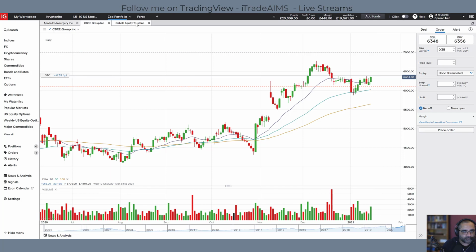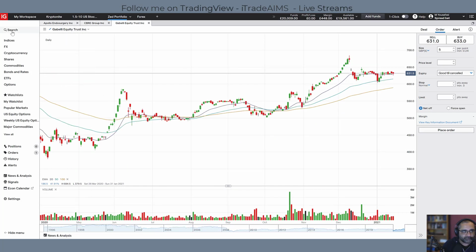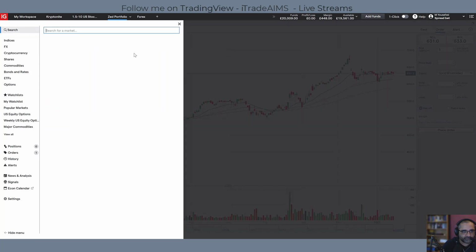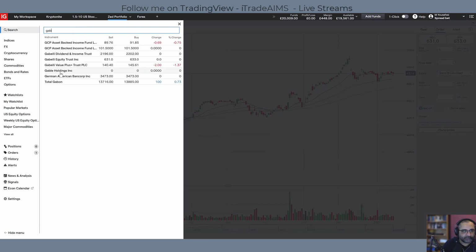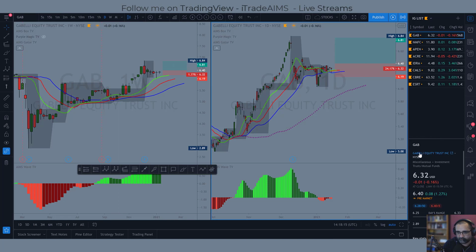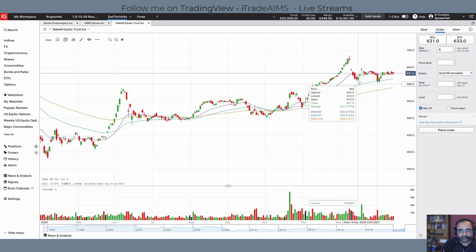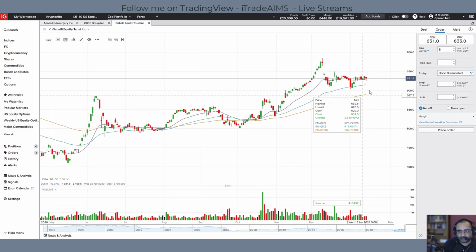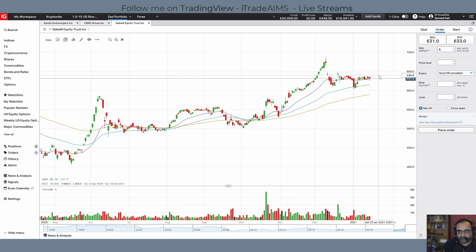I've already found it, but the way to find it is that you click on search, and let's say I enter the symbol GAB. I know which one it is. It's this one, Equity Trust. So it's already here. I'm going to set the order. I'm going to bring my cursor to 640, and then right click, dealing order.